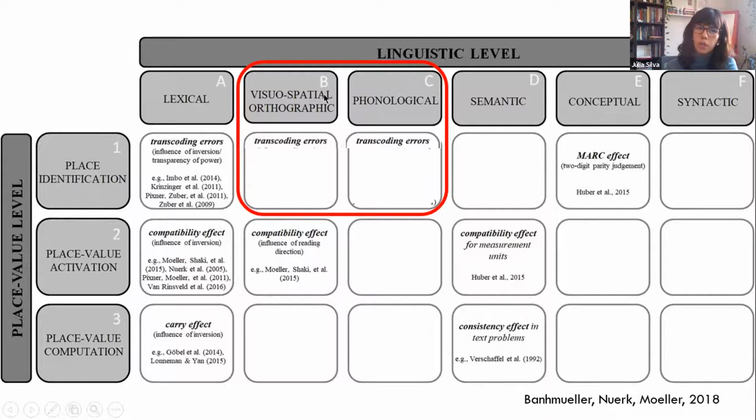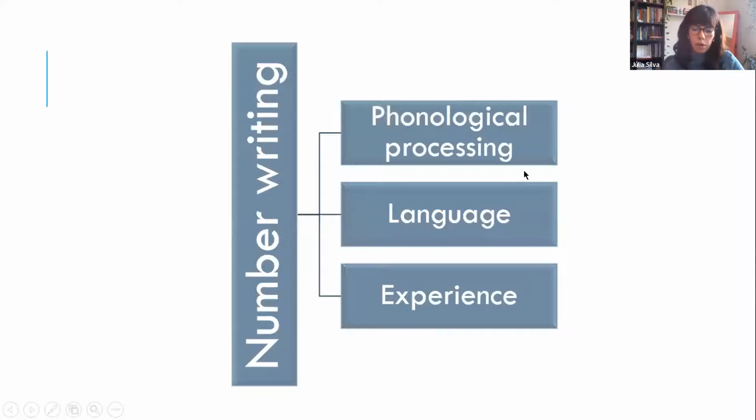And I believe that from the 3 talks that we saw today, we can also think that now we have some work on the visual spatial orthographic, on place identification, not transcoding errors, but on number writing from Dotan's presentation. And also Malu showed the impact of phonological influences in place identification. So it's interesting to see that over the last 4 years, we have some new field of linguistic investigation in place identification. And now I'm gonna go through each of them.